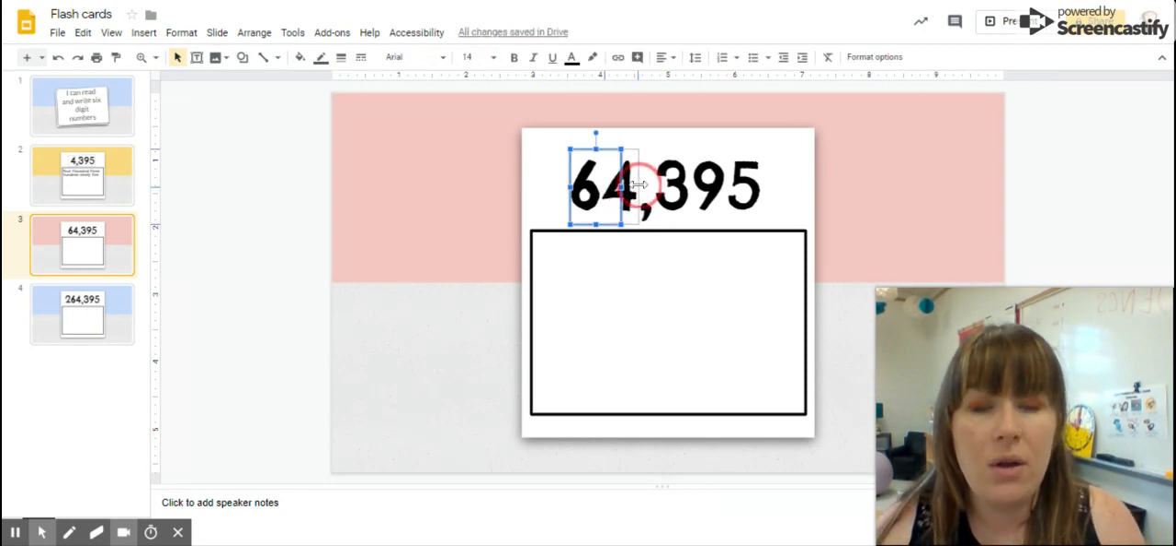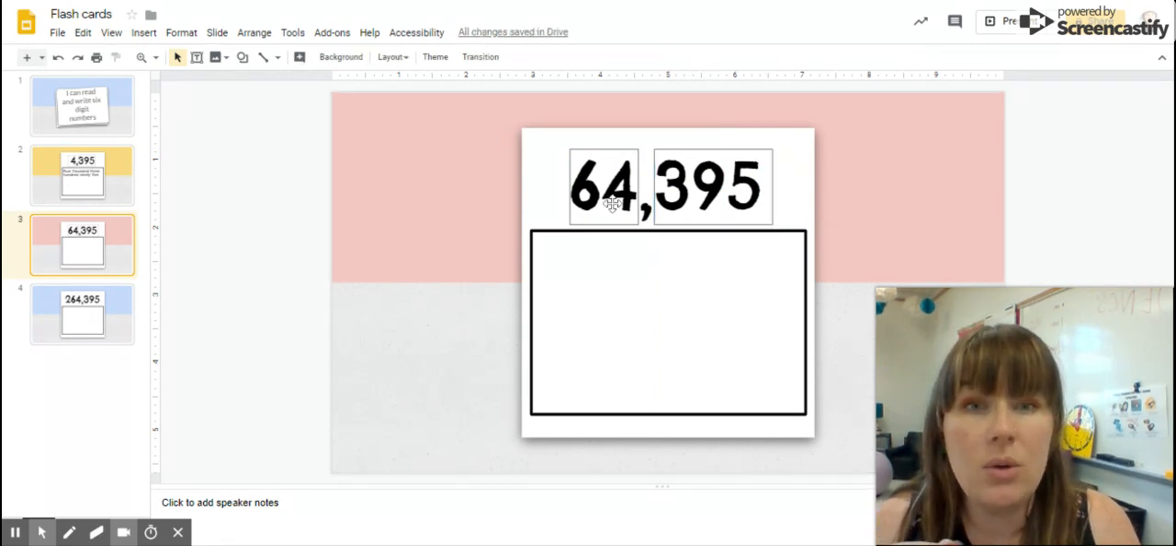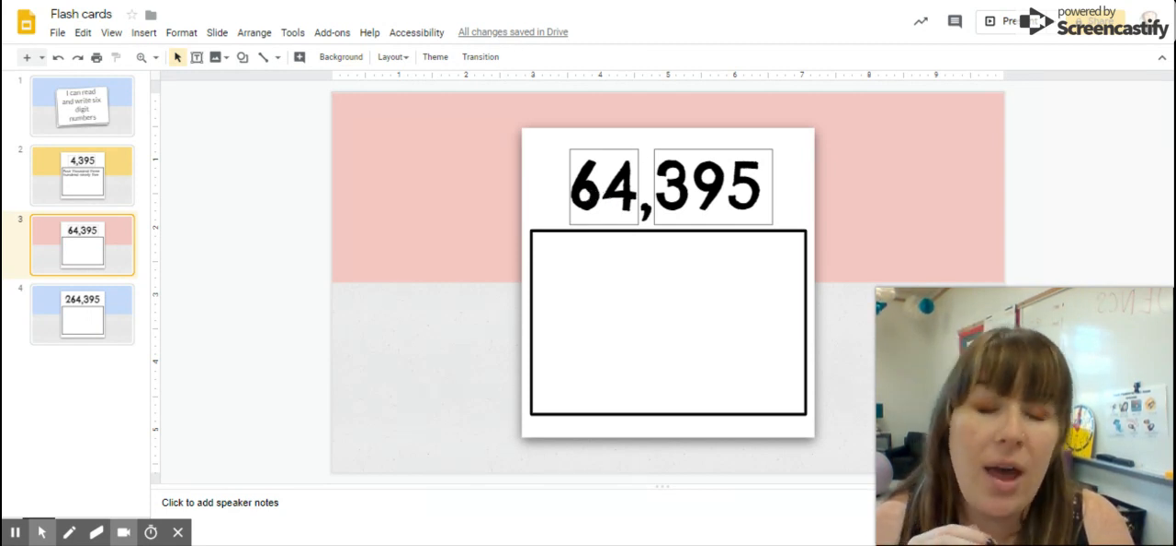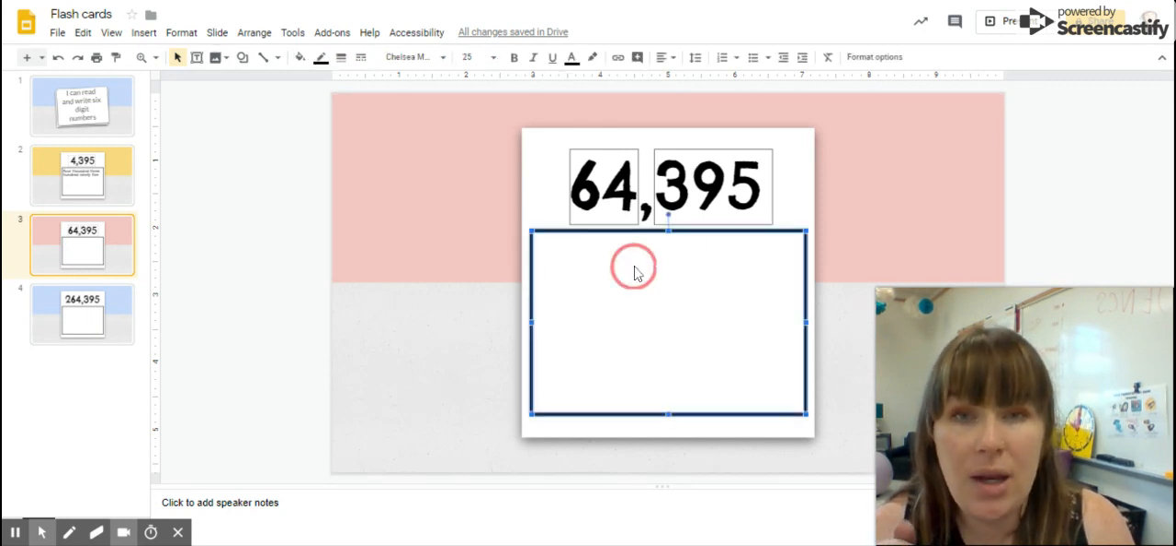For this next one, we have the same digits, except we are now building our thousands period. We have a 64 in the thousands period right now. Then we have our thousand, our comma, and then 395. So again, what we're going to do is we're going to read the thousands period, then we'll say a comma, and we'll say the ones period. This says 64,395.